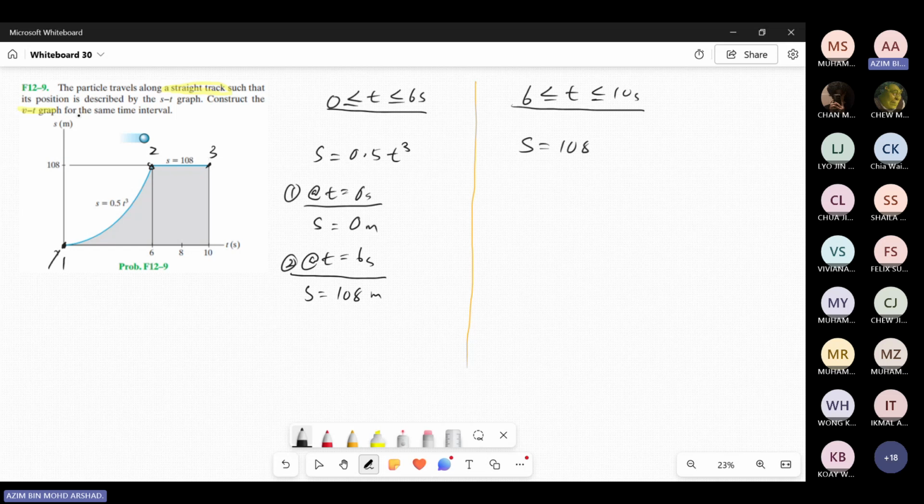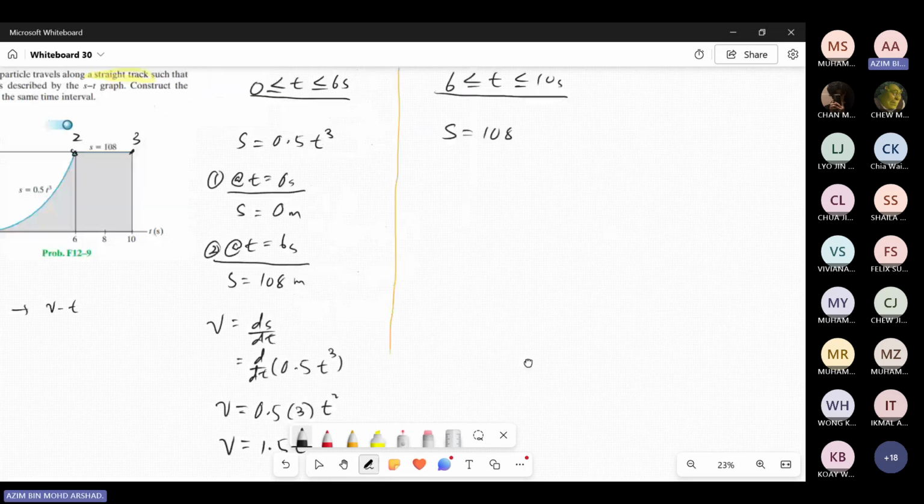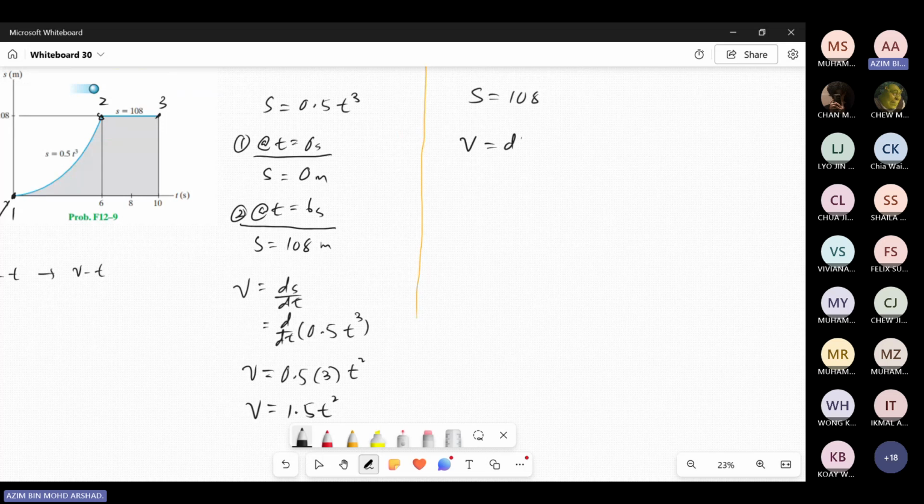Since we need to find the v-t graph, we know that from s-t to become v-t, we just need to differentiate. So that's what we will do. v equals ds/dt. So this is a differentiation of 0.5 t cubed by t. Let's do this properly, step by step: 0.5 times 3 t squared, and so we get 1.5 t squared. And for this one, v equals ds/dt equals d/dt of a constant value 108. So this is equal to 0.